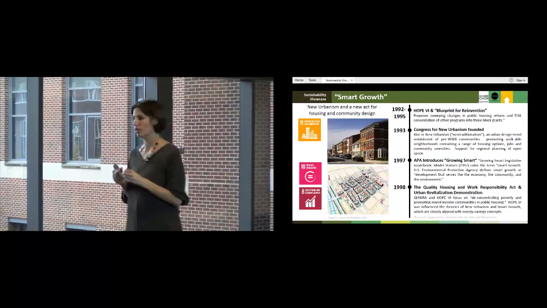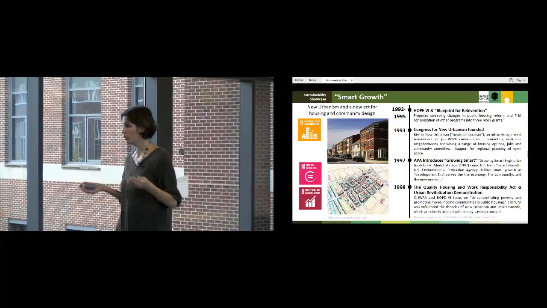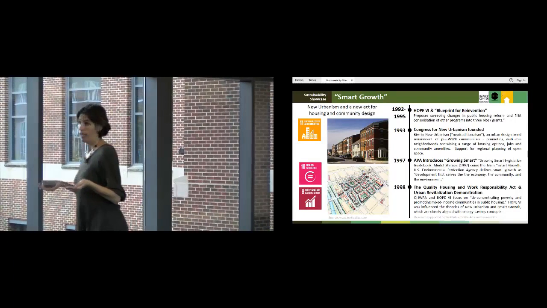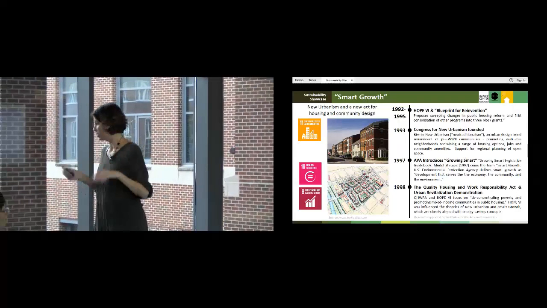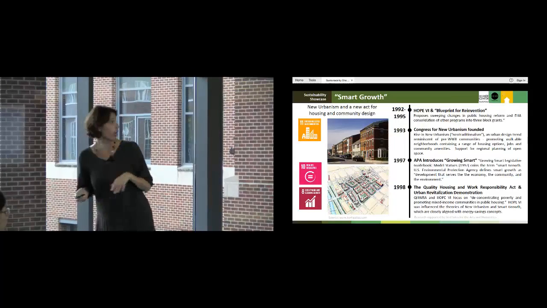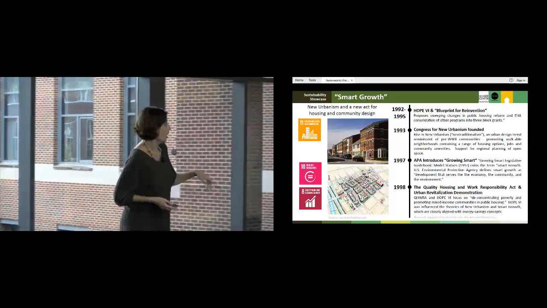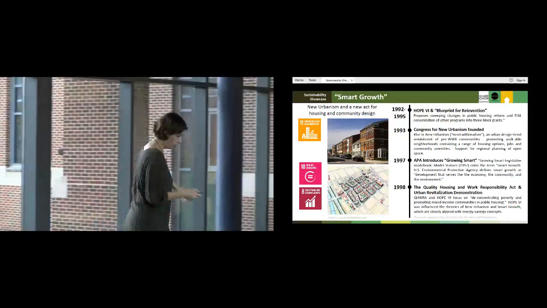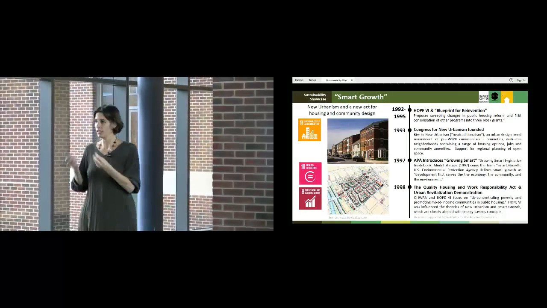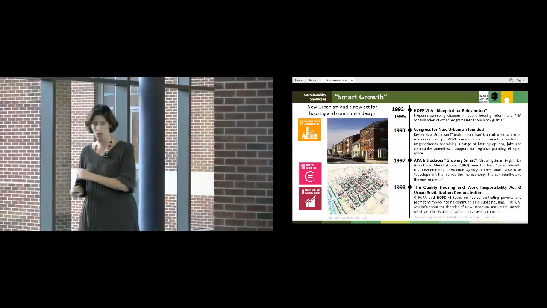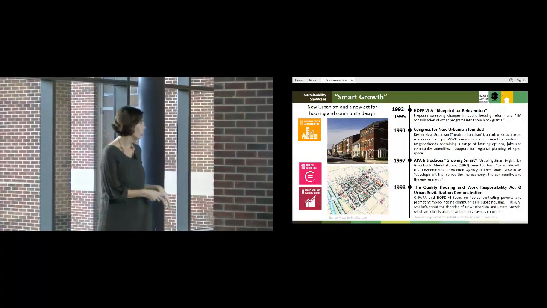And those goals of new urbanism really emerged into what we now refer to as smart growth. Smart growth is aligned specifically with those sustainable development goals. So this was fairly important in terms of the specifics of the way that designs emerge and how we move forward.